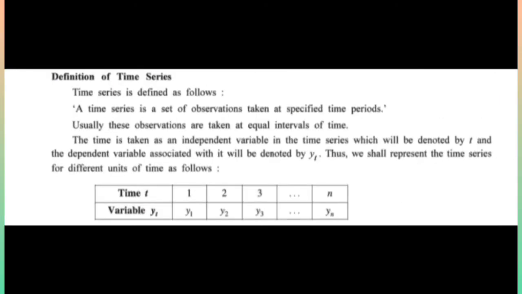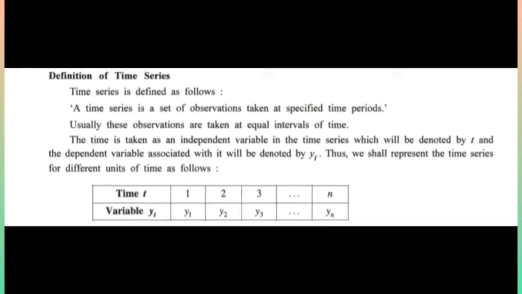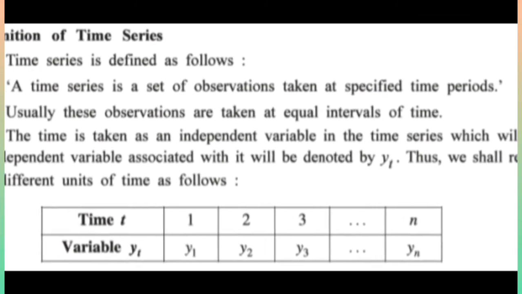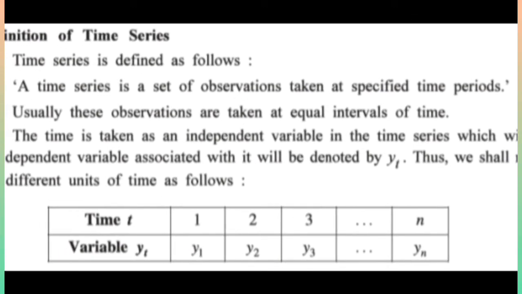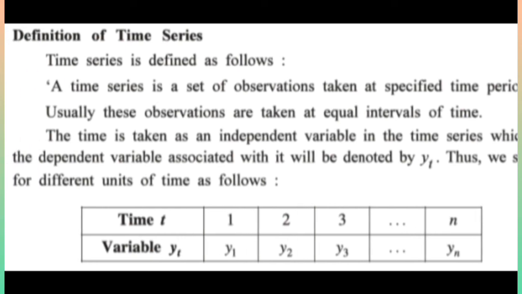Here we shall now study the definition of the time series. What does the definition of the time series tell? A time series is a set of observations taken at a specific time period. What is a time series? It is the whole set of observations which you are taking at a specified interval of time, and you are also arranging it into chronological order. That is the definition of time series.